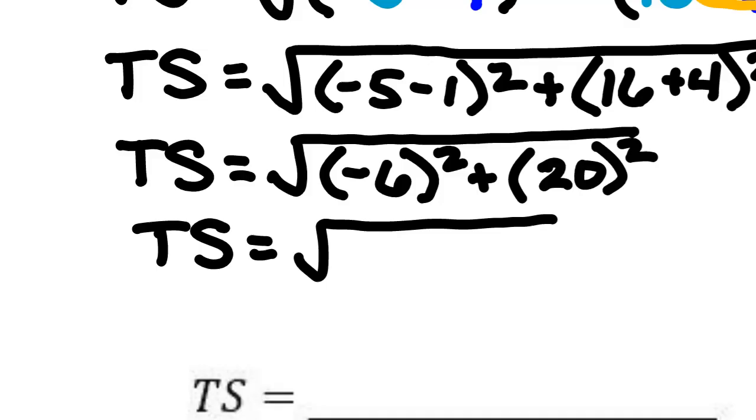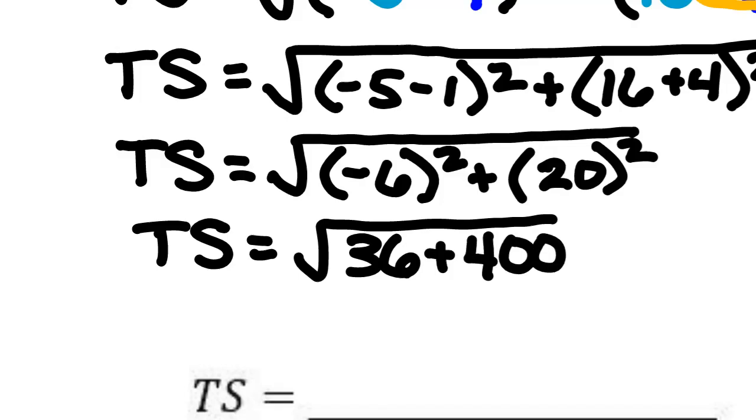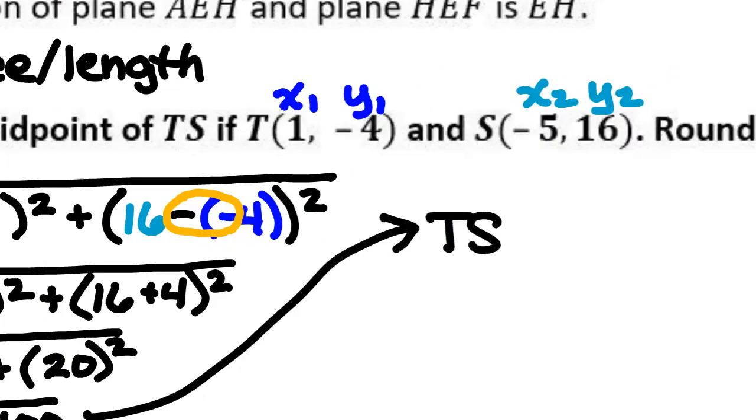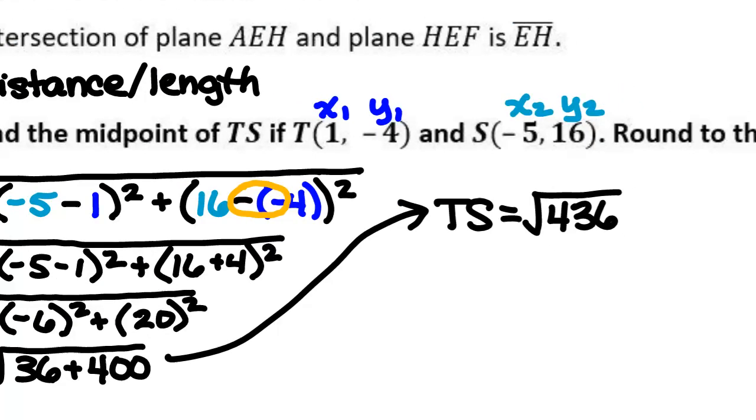What is negative 6 squared? 36. So I have 36 plus 20 squared is 400. So then we add those two together, we get 436, square root of 436. Please make sure that you are still writing down the square root sign. Every single step, write down the square root sign. Because when we forget to write it down, we forget to do it.